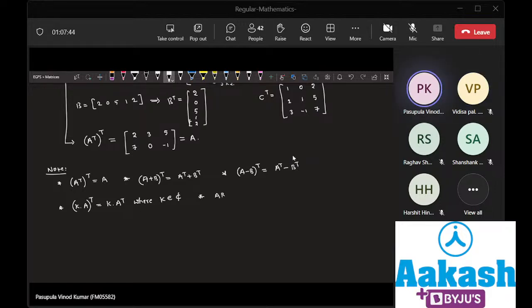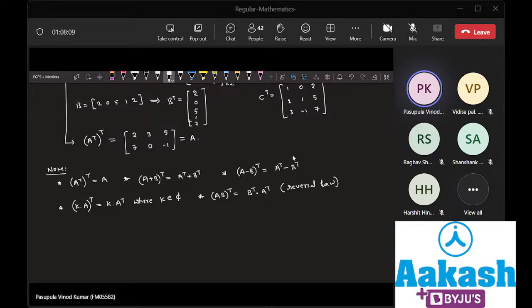Right. So it is AB whole transpose. This one you need to remember properly. AB whole transpose is equal to B transpose into A transpose. We call it the reversal law. That means the order of A and B is changed. You cannot apply transpose onto A and B directly. You have to reverse the order and apply the transpose.